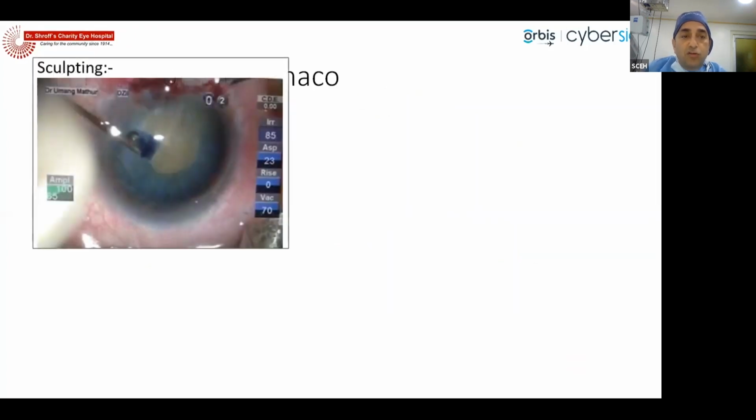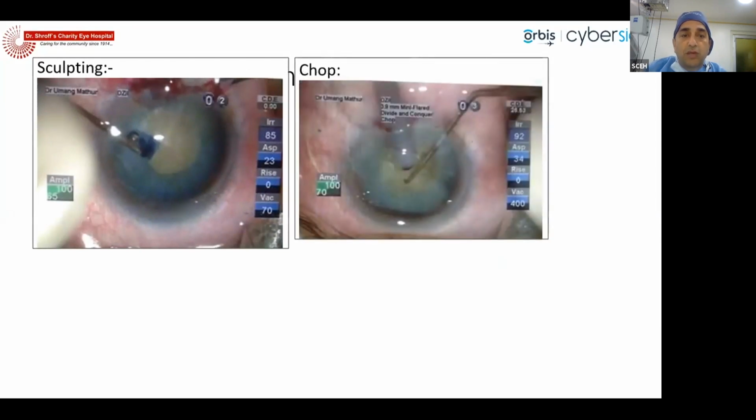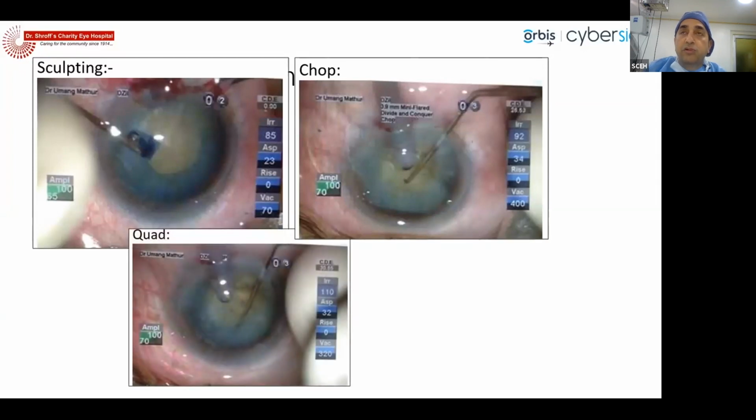When you are using torsional phaco, again, while sculpting, one would use low flow rates and low vacuum. And when we are chopping or doing quadrant removal, the flow rates and the aspiration go higher.